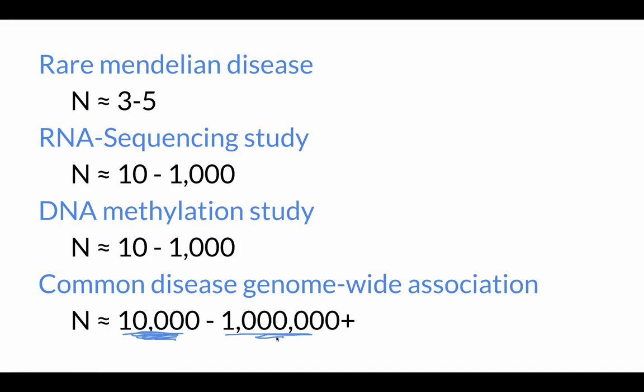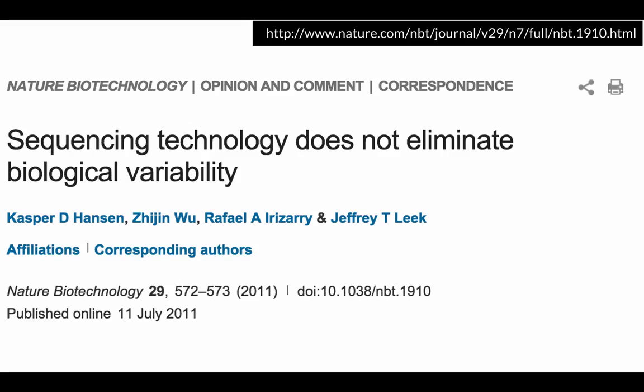And now there are even studies that are being planned or being run with millions of individuals that are being measured for their genetic variability. So the sample size depends on a couple of different things. It depends on the availability of those samples. It depends on how the variability manifests itself in the genomic data. And it depends on how big a signal that you're going to see.